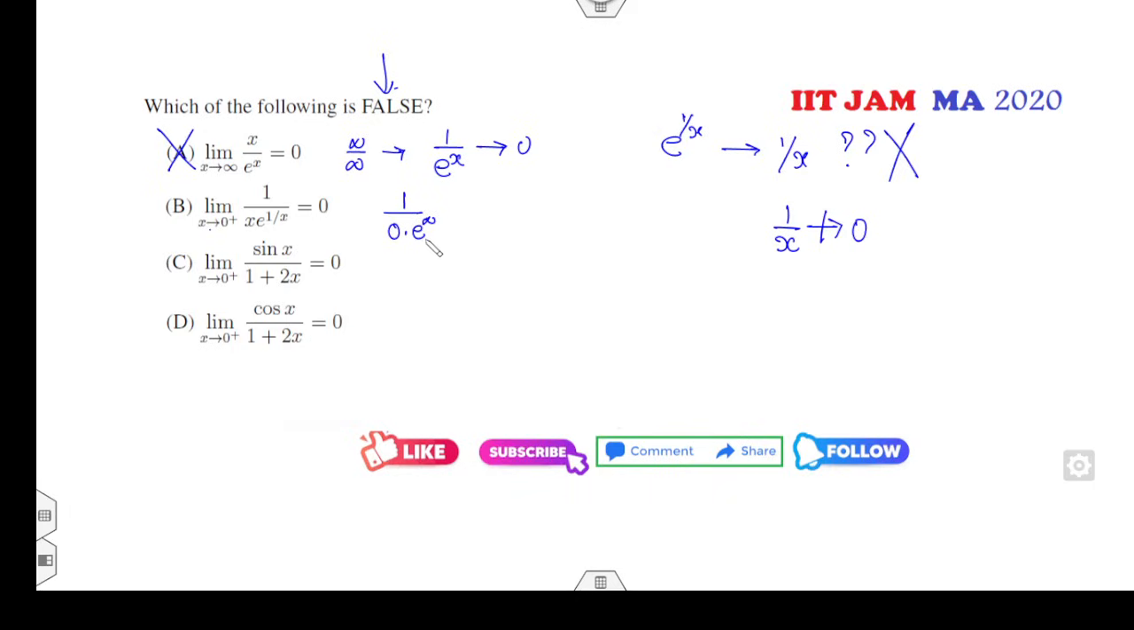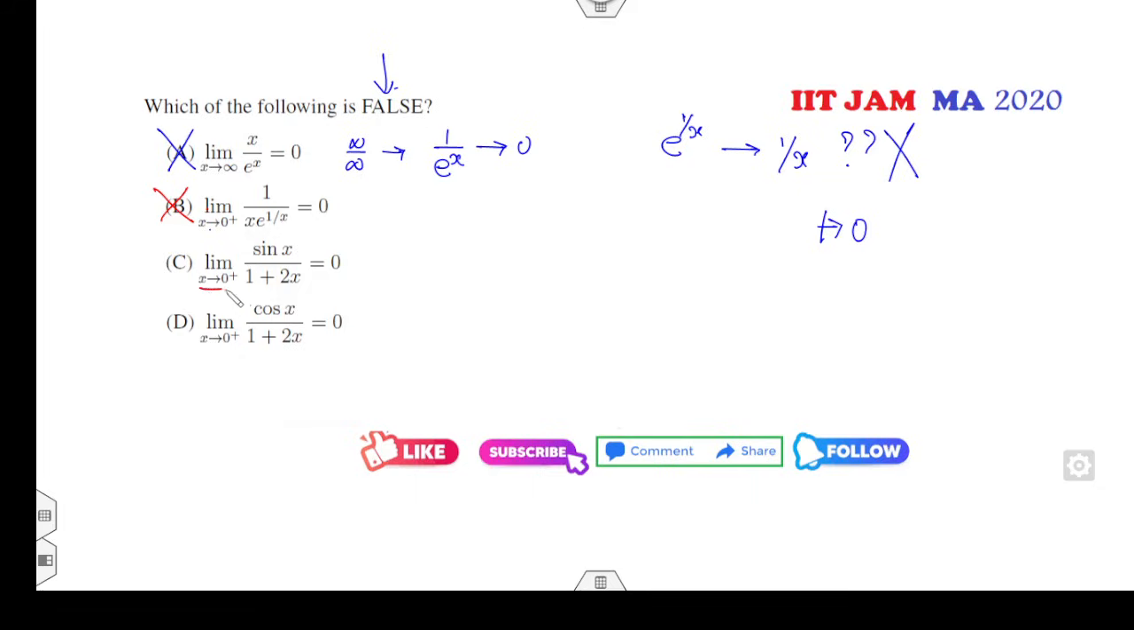Fine. But 1 over infinity is a 0 by 0 form. So I can write this function as e raised to power minus 1 by x over x. Now clearly, it's a 0 by 0 form, so I can apply the L'Hopital rule. Minus 1 by x square over 1. Now clearly, this goes to 0. That's a correct statement. Look at the third one.